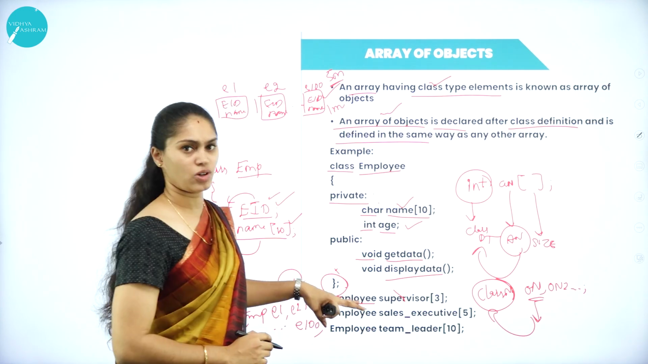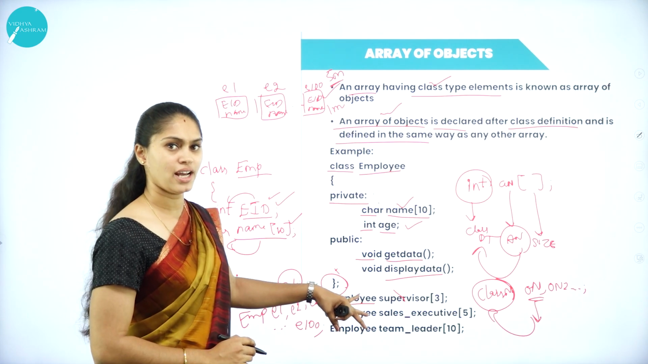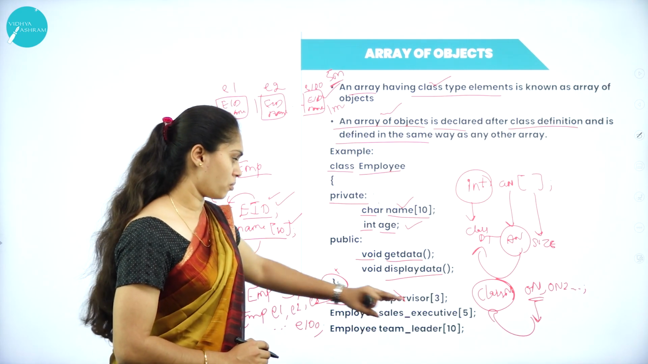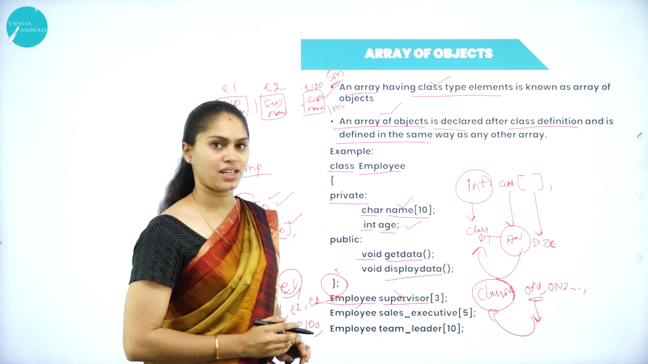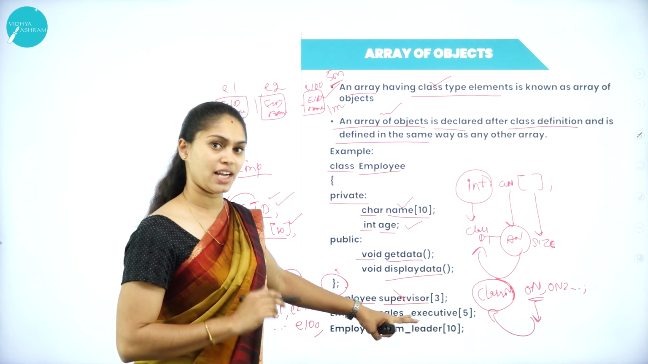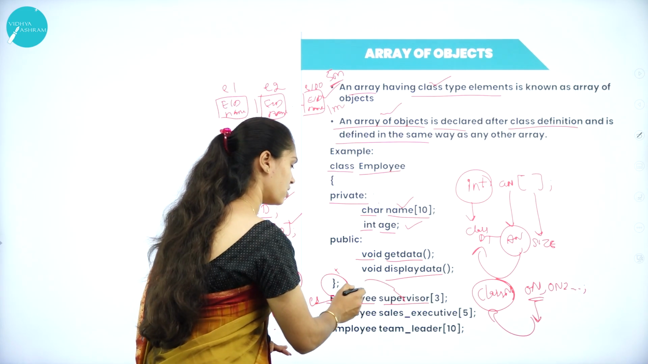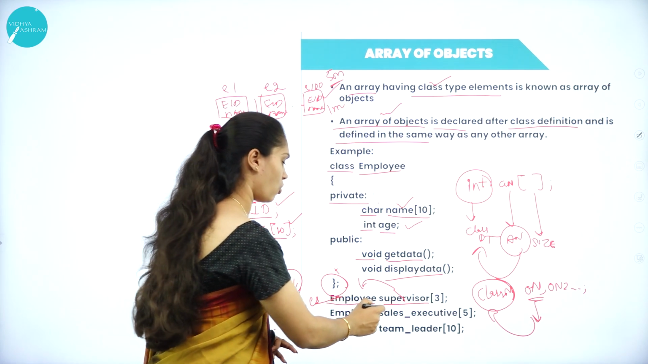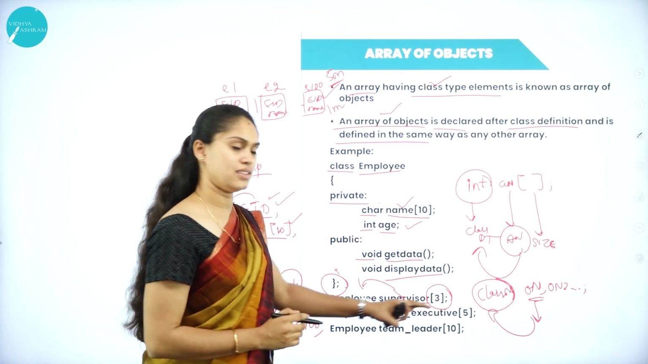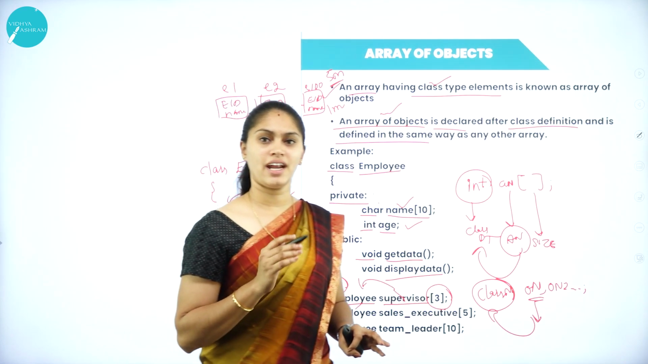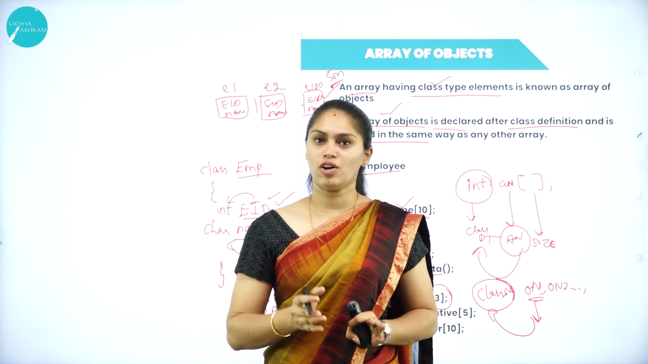Okay, so what is the name of the class here? Employee. So the name of the class is what? Employee. Here I am creating an object of the name supervisor. What is the name of the object here? It is an object of type array, but this array is going to have a data type of class. Okay, so what is the name of the object here? Supervisor. And what is the size? 3. So instead of creating 3 supervisor objects, I can have an array of objects.